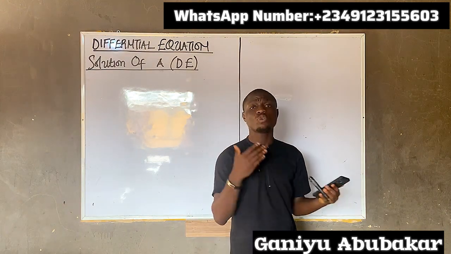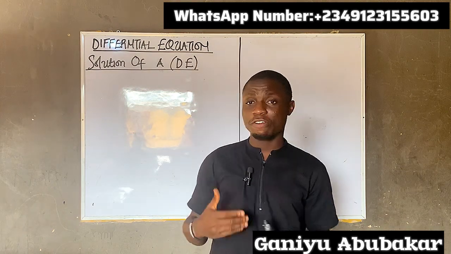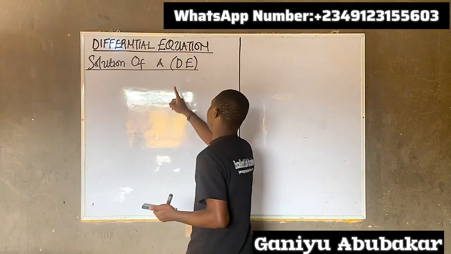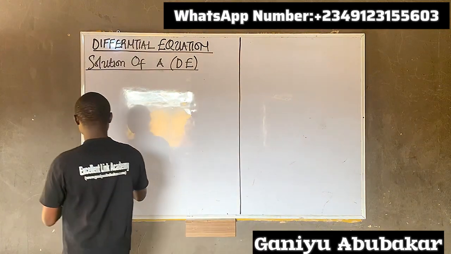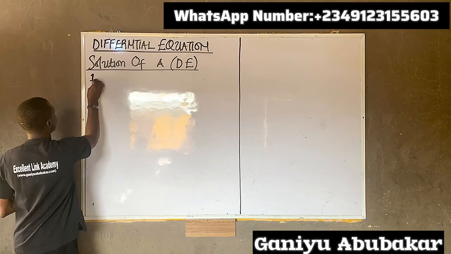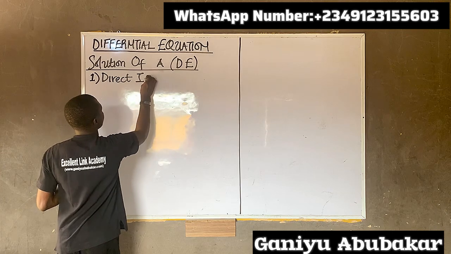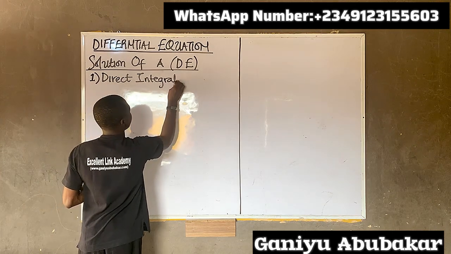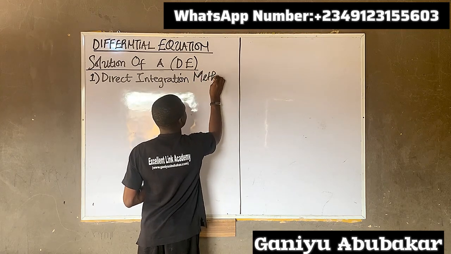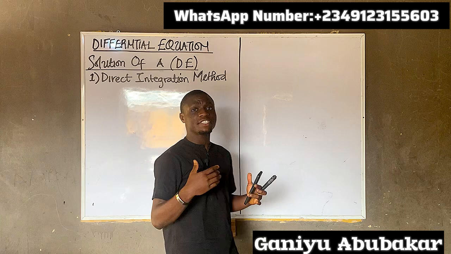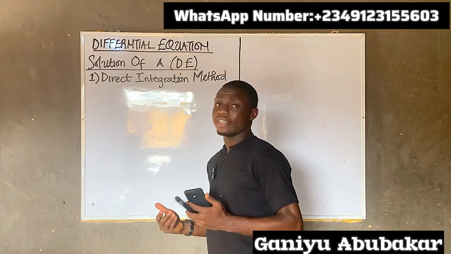What are some of these solutions of a differential equation? Please, the word DE means differential equation. The first one, number one there, is the direct integration method. This is the first solution of a differential equation, called the direct integration method.